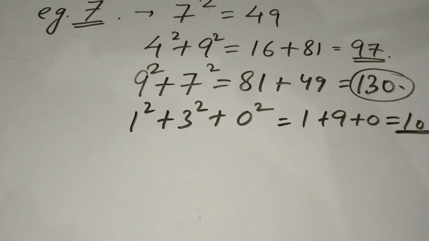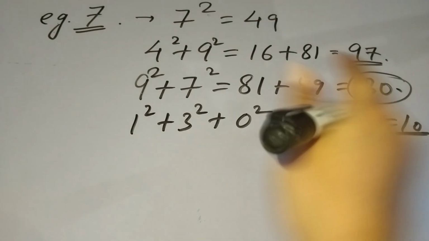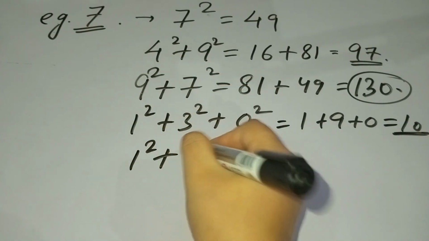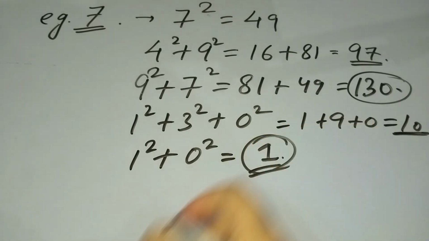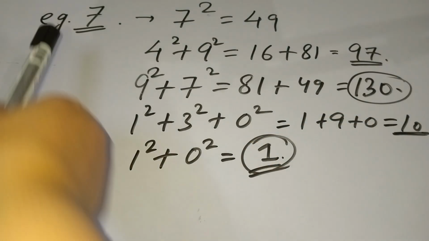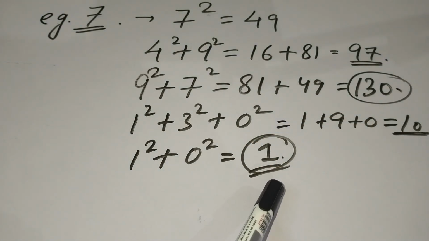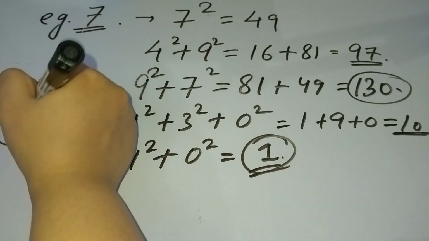Now what we'll do? 1 square plus 0 square. See, again we reached 1. So 7 also eventually reached 1. So 7 is also a happy number.